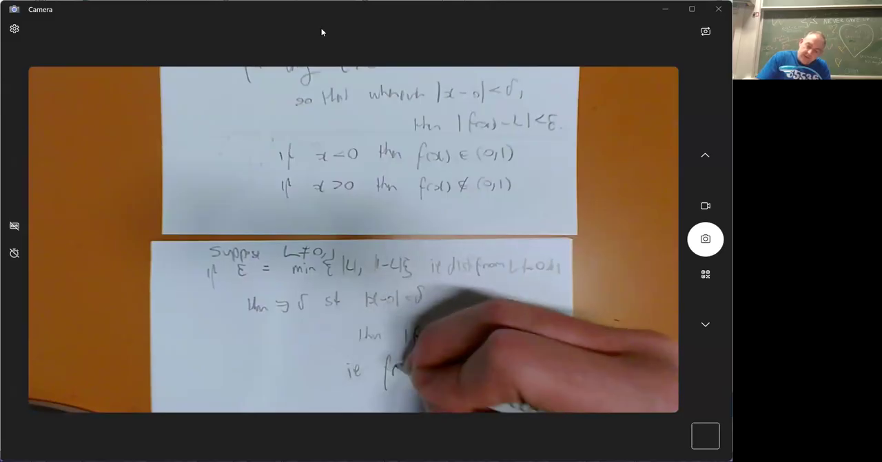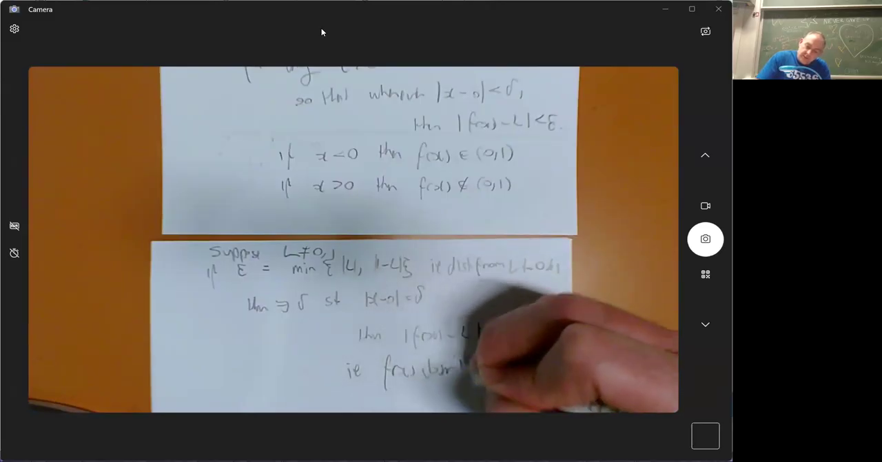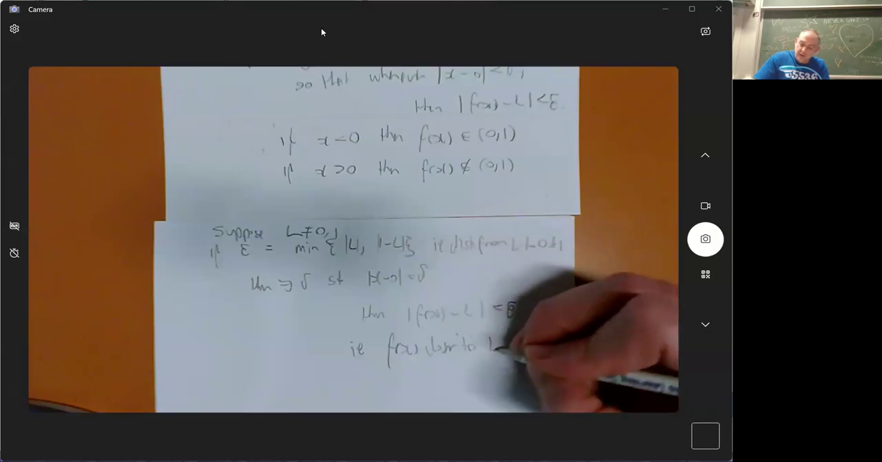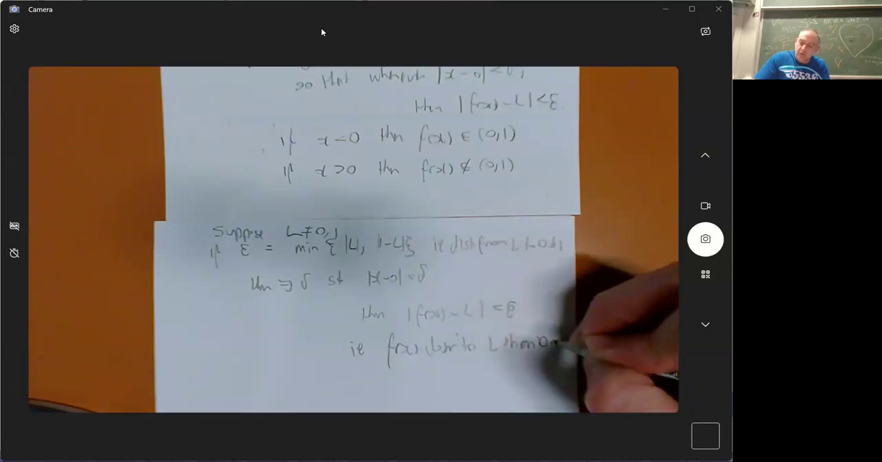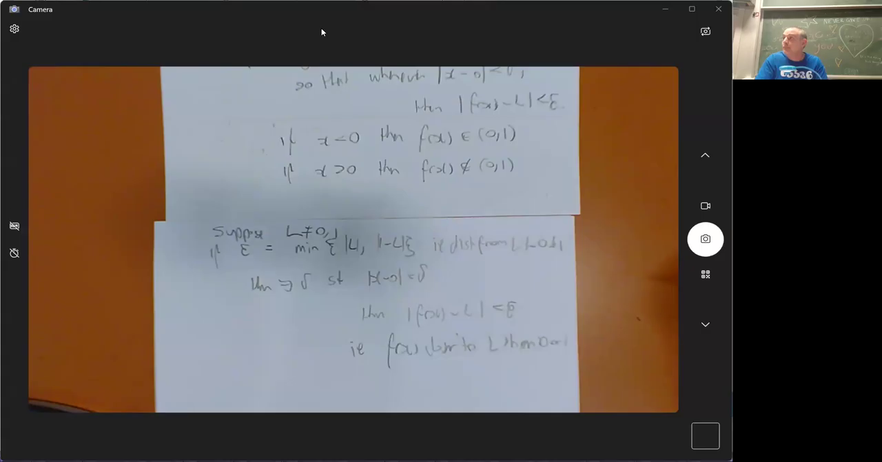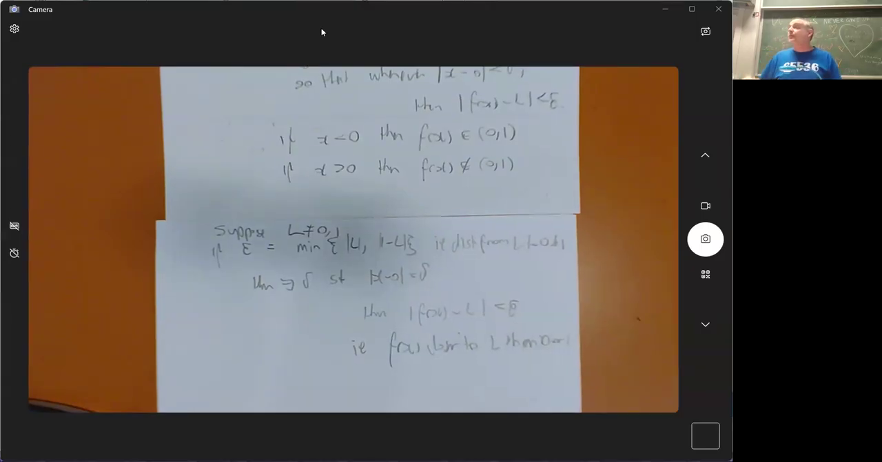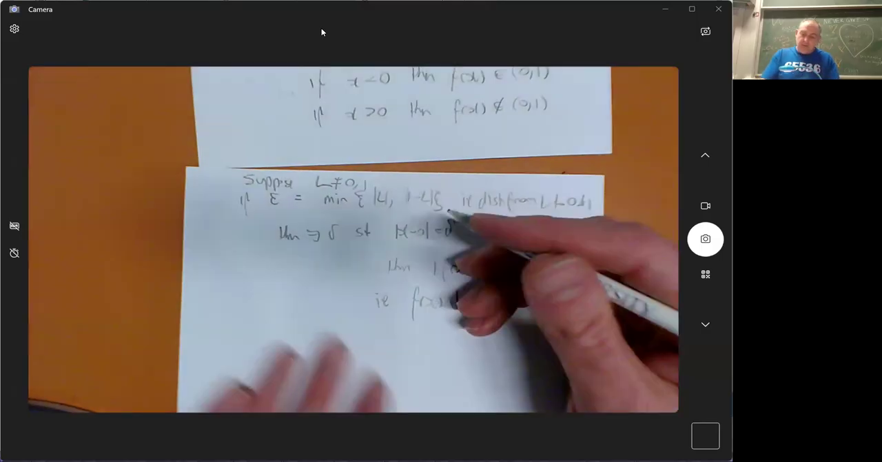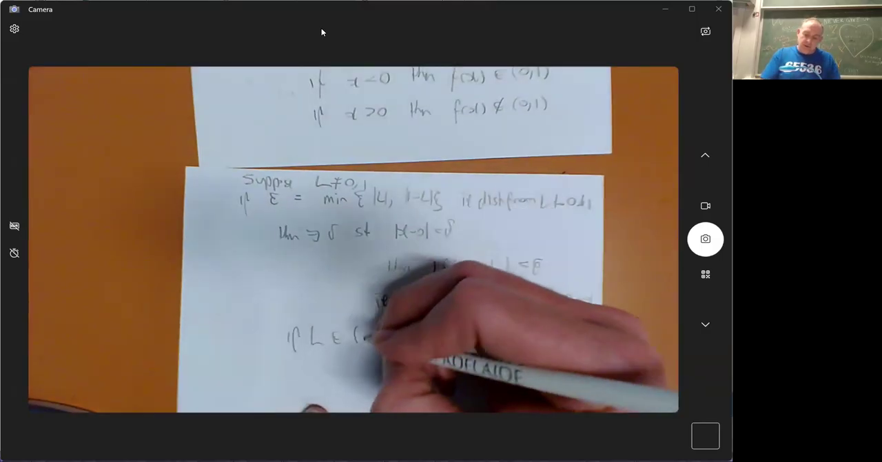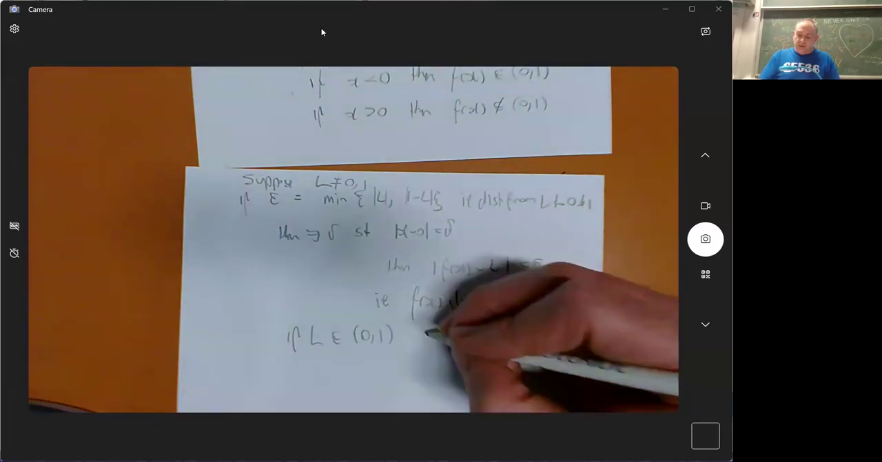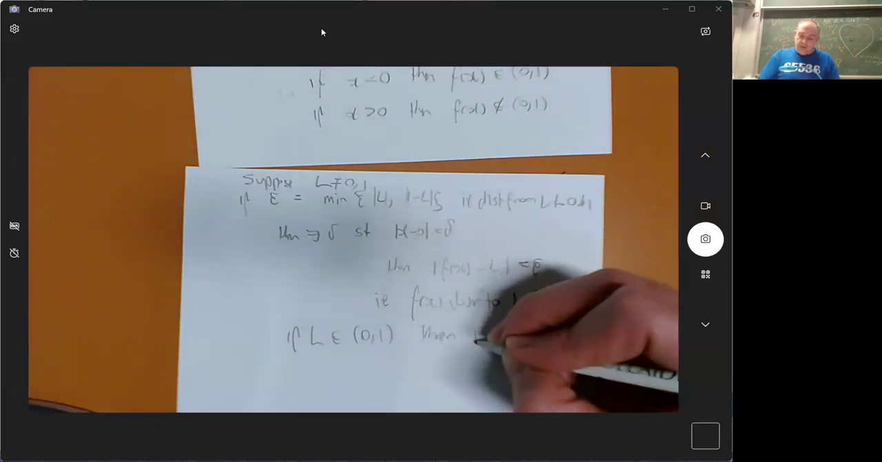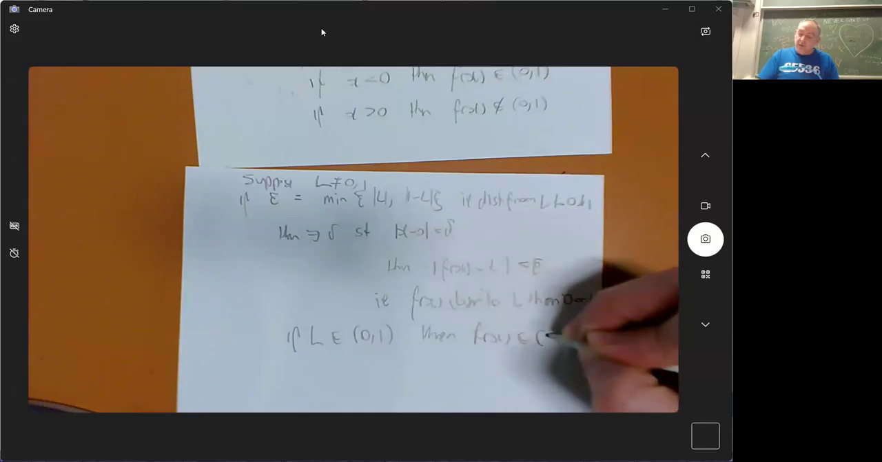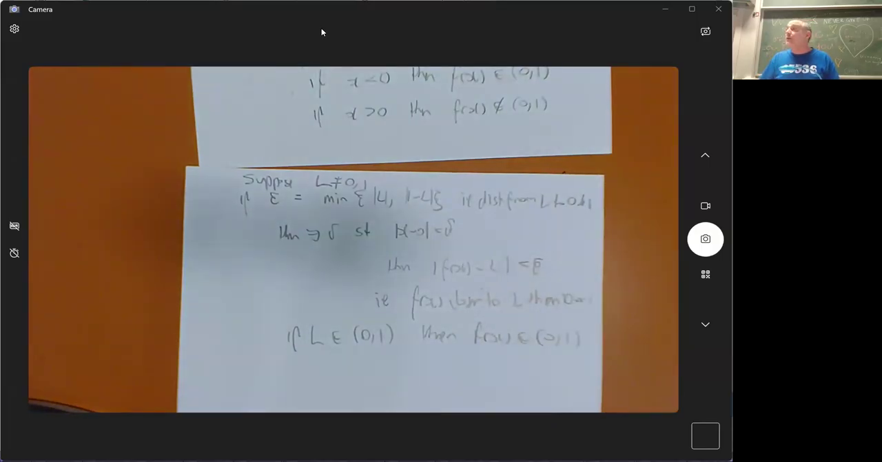i.e. f of x is closer to L than 0 or 1. Okay, that's a contradiction if L is outside of 0, 1. So if L is in 0, 1, then f of x would have to be also in 0, 1 to be closer to L than 0 or 1.